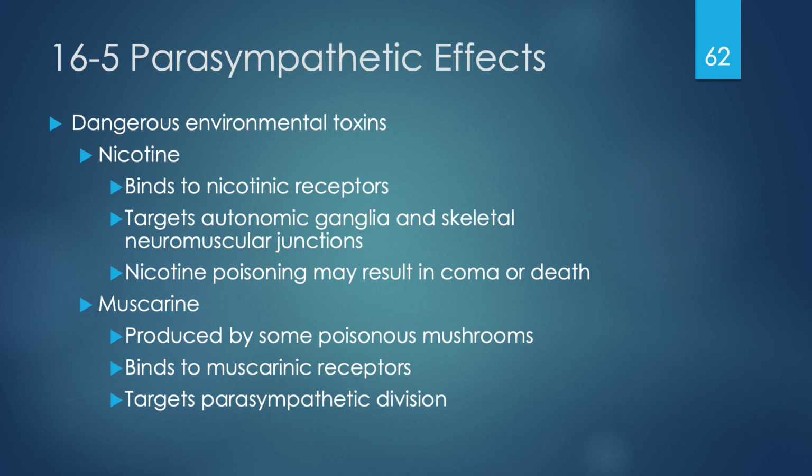Nicotine, of course, is found in tobacco, and this targets our autonomic ganglia as well as our skeletal neuromuscular junctions. Nicotine poisoning can occur, and it doesn't happen terribly frequently because it takes a considerable amount, but nonetheless, nicotine poisoning may result in coma or death.